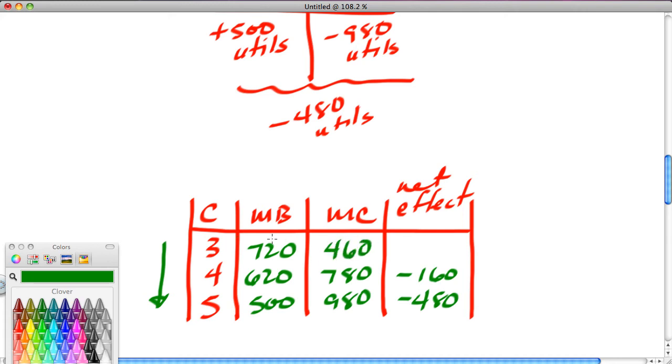Why was buying the third coffee a good idea? Because it benefited the buyer more than it cost the buyer. By how much? 260 utils, the difference here. Why did the buyer not buy the 4th coffee or the 5th coffee? Because those units cost the buyer more than they benefited the buyer.